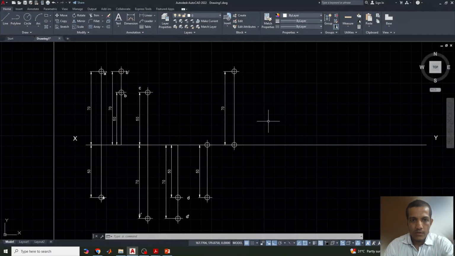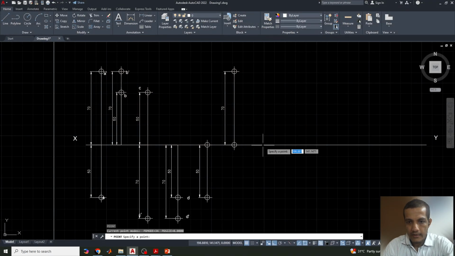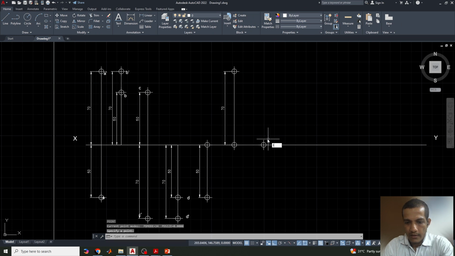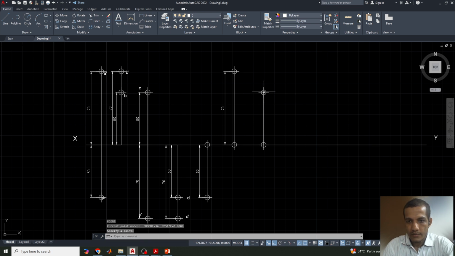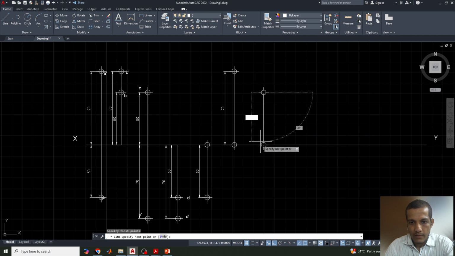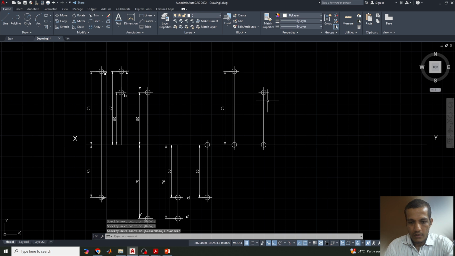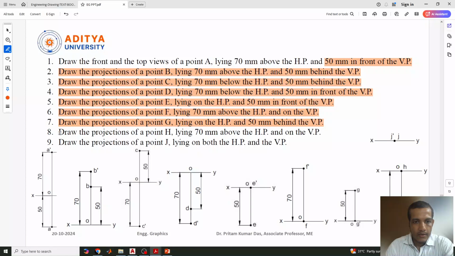So we'll go to this, again PO enter, select this point, and line enter, L enter, 50. Completed. This is the point location, and the distance, the height, how much is there, we can give. This is the dimension, actually we need to select 50. G point completed. Next, H point.